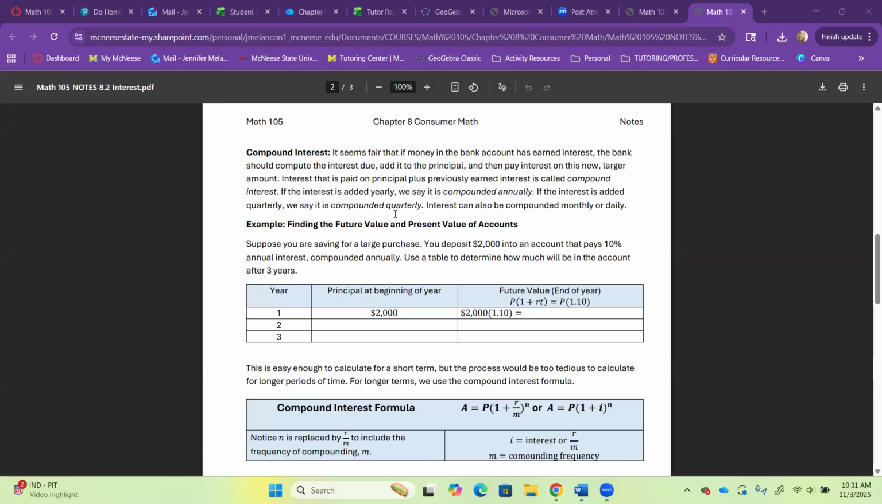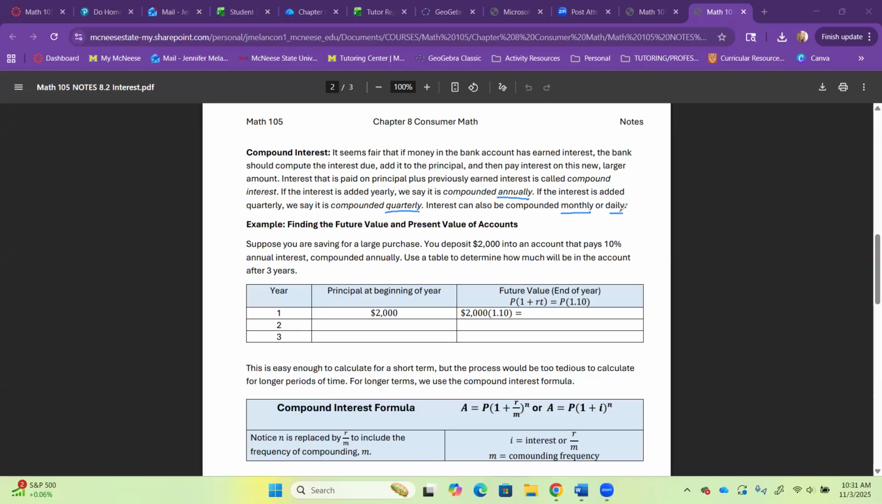So that means you're getting paid interest on the interest you've already earned because the bank is still holding that money for you and they're still paying you to hold it. So interest that is paid on principal plus the previously earned interest is called compound interest. And if the interest is added yearly, we say it's compounded annually. And if the interest is added quarterly, we say it's quarterly. And there are 4 quarters in a year. So that means it would be compounded 4 times a year. It can also be monthly or daily.